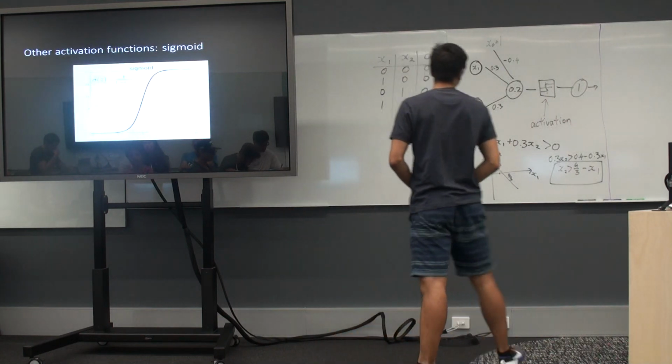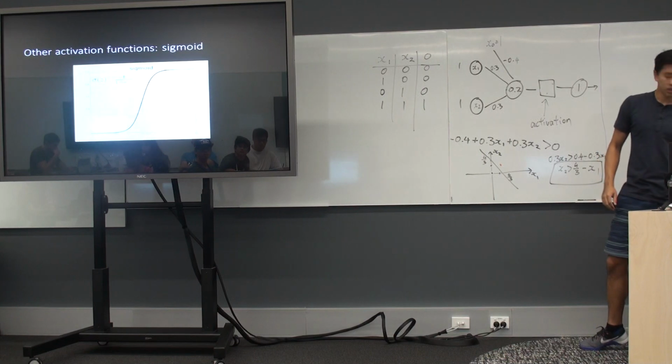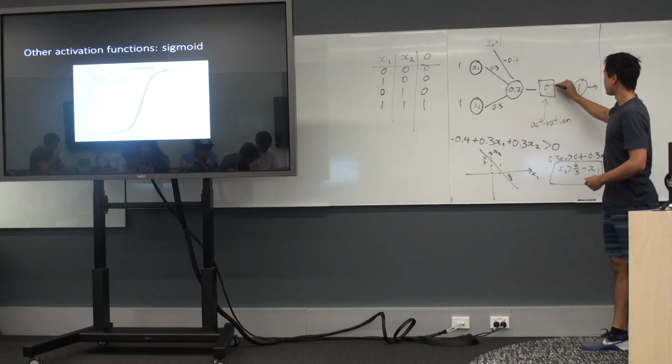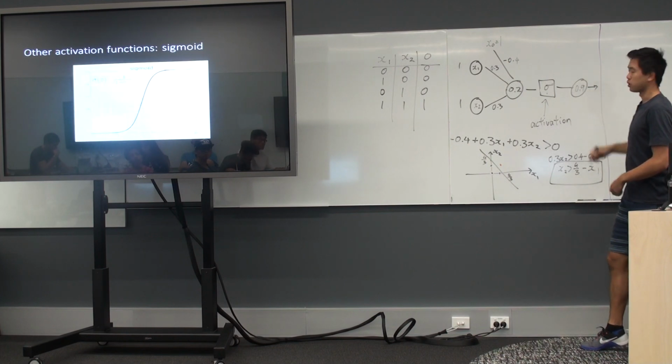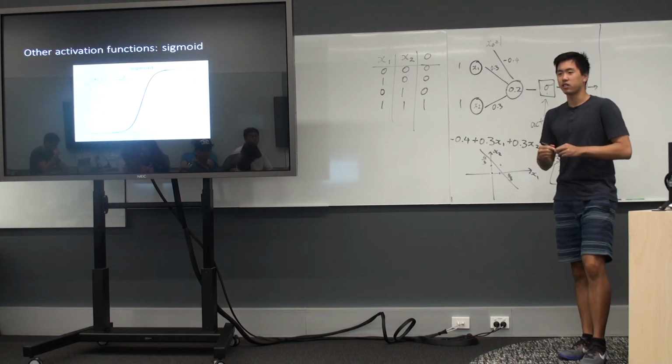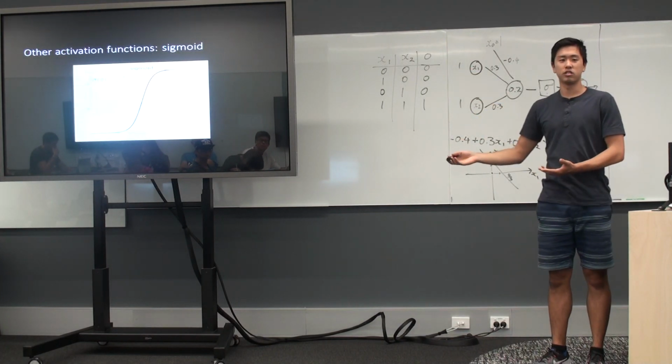And if we put a sigmoid in here, then this thing will never be exactly 1, but it can be something like 0.9, for example. So it's something that can tell us whether it's close to 1 or close to 0.